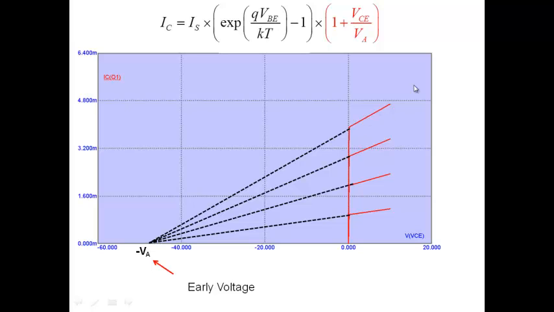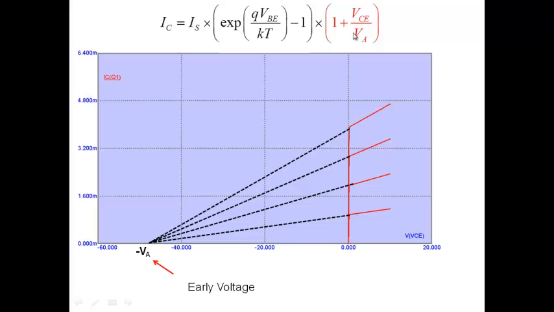Implying very high output resistance. So you're looking for VA to be generally high, as high as possible, right? And the higher the VA is, the higher the output resistance, and the higher the gain that you can expect from an amplifier stage here. So VA is an important parameter, and we would like the value of this early voltage to be high.